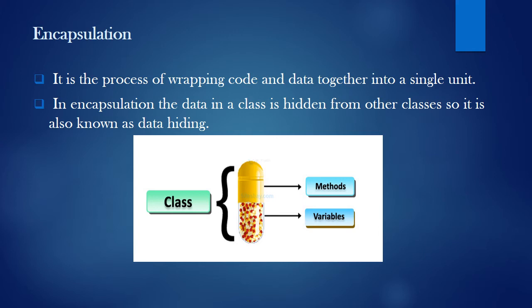Abstraction and encapsulation are complementary concepts. Abstraction focuses only on the observable behavior, whereas encapsulation focuses on the implementation of this behavior. Actually, a class is just like a capsule which contains all the medicine. Here, the class contains both the variables and the methods.